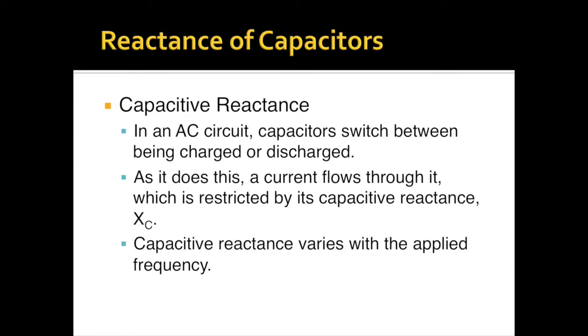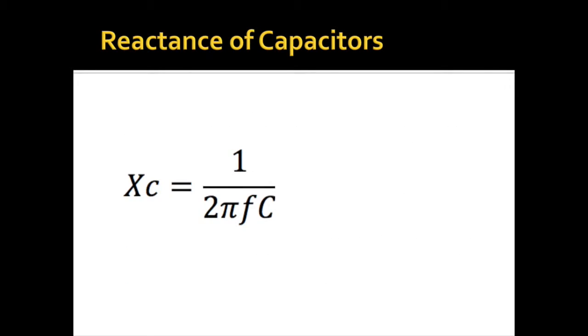Unlike resistance, which has a fixed value, capacitive reactance varies with the applied frequency. As the frequency applied to the capacitor increases, its reactance decreases, and vice versa. In a purely capacitive circuit, the current leads the voltage by 90 degrees. Capacitive reactance is represented by XC and is measured in ohms, and is calculated using this formula.